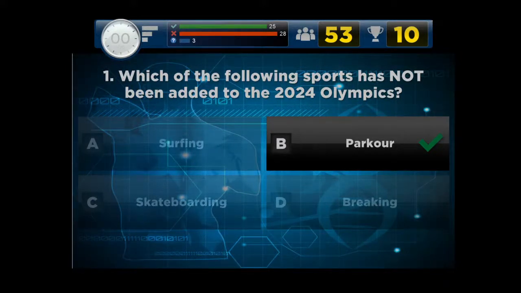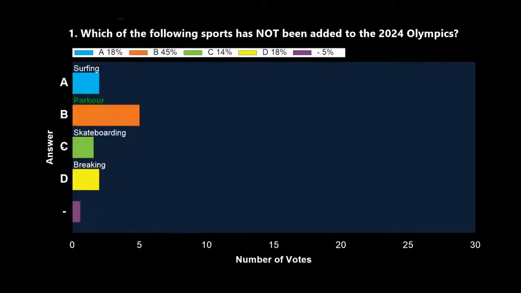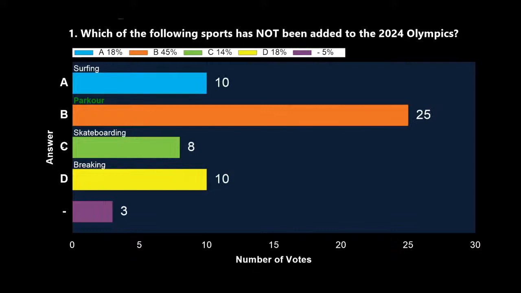So just getting the feedback that the music is a little loud, so I'll address that on the next question. Thanks, Phil. So parkour is not going to be in the 2024 Olympics, but the others are. They're surfing, skateboarding, and breaking, which is breakdancing to you and me. So how many people put B? So 25, so half of you approximately getting that right.